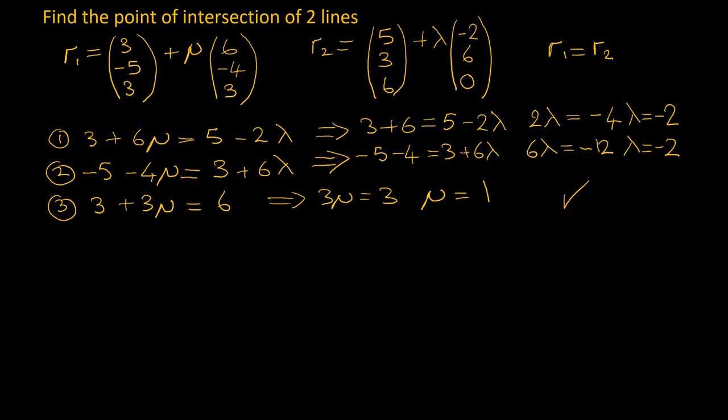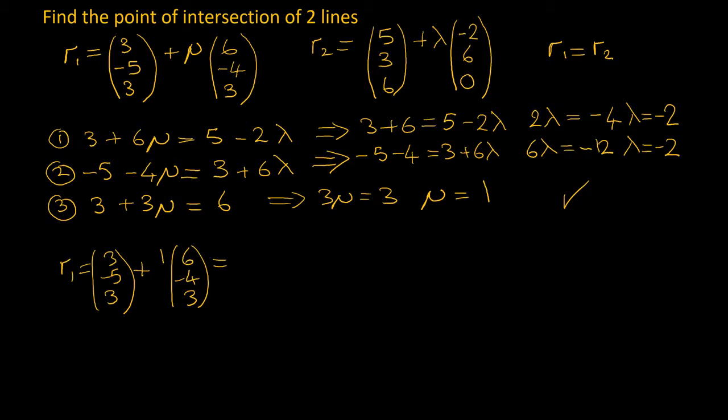So the final part of this is we need to actually write down the vector that is the point of intersection of these two lines. And you can either pick the R1 and substitute in the mu, or you can pick the R2 and substitute in the lambda. I'll do both just to show you that it doesn't make any difference. You get the same thing either way. So R1 equals (3, minus 5, 3), plus our mu, which is 1, times (6, minus 4, 3).